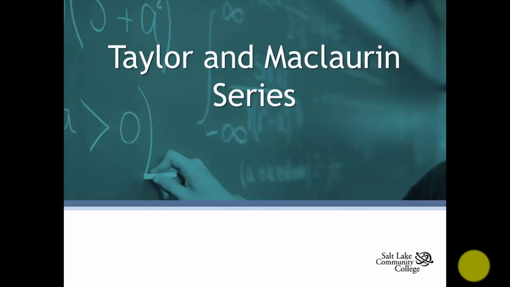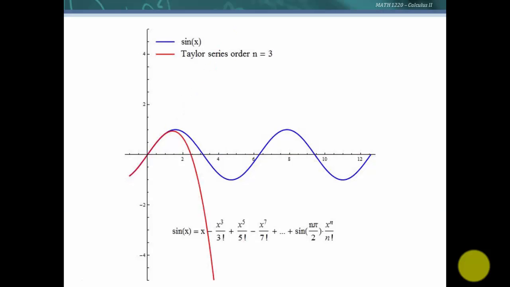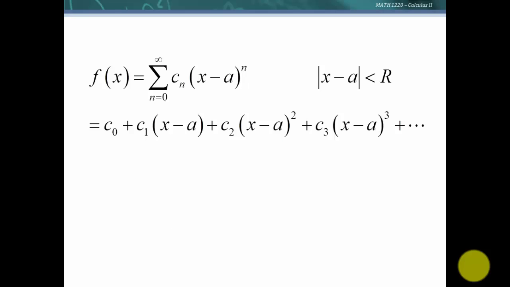Taylor and Maclaurin series. We already know that we could approximate this function sine x by taking a Taylor polynomial of degree n, and as we increased this degree, we increased our approximation here. But our question is, can we take a power series? So can we let n go to infinity and express this and have it equal a function? That's what we're interested in doing and figuring out what these coefficients would need to be.